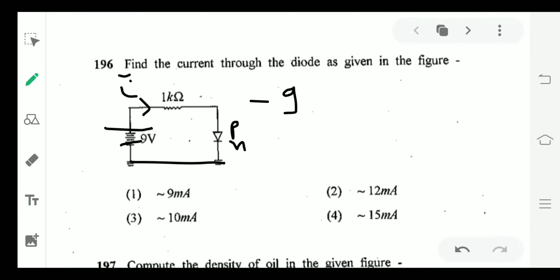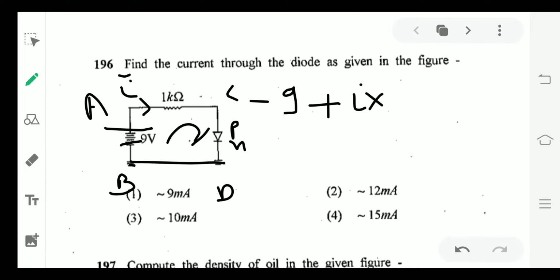So when we start clockwise, let's suppose this is point A and this is B, C and D. In this loop, when we start from point A, first of all negative voltage V, then the current across this resistance of 1 kilo ohm, so we'll write I into R, 1K, and voltage in the diode is 0 here, and the sum of all these voltages is 0.